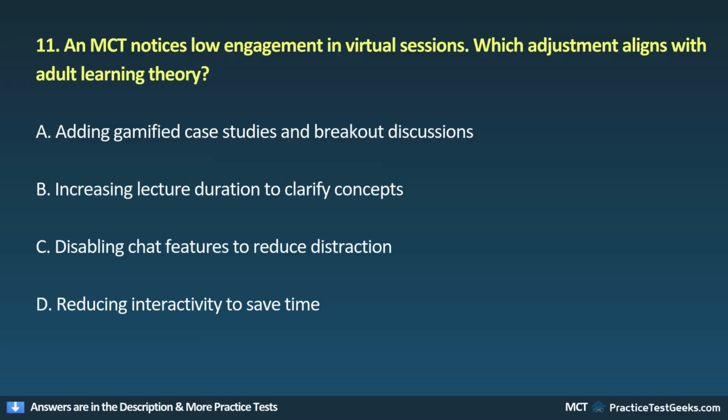11. An MCT notices low engagement in virtual sessions. Which adjustment aligns with adult learning theory? A. Adding gamified case studies and breakout discussions. B. Increasing lecture duration to clarify concepts. C. Disabling chat features to reduce distraction. D. Reducing interactivity to save time.